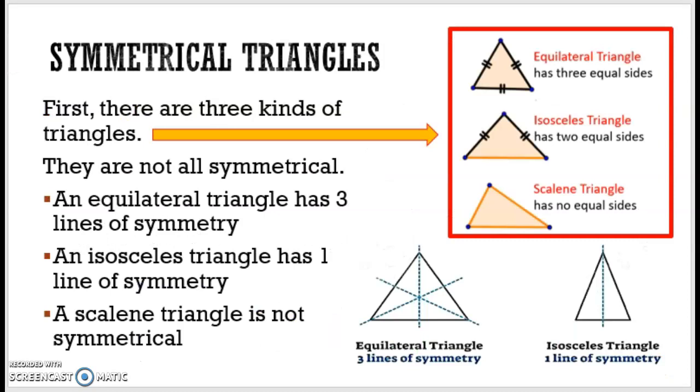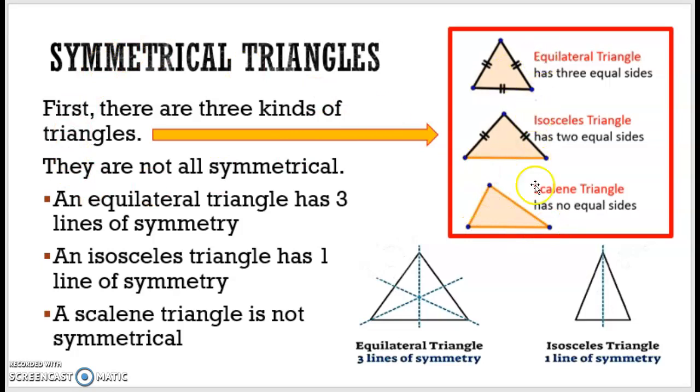Right, let's talk about symmetry on triangles. But first we need to learn about the three kinds of triangles. The first kind of triangle is an equilateral triangle, and it has sides that are all exactly the same. Equi means the same. The second kind of triangle is an isosceles triangle, and that has two sides that are exactly the same and one that is not the same. And thirdly, we have a scalene triangle, and none of its sides are the same.